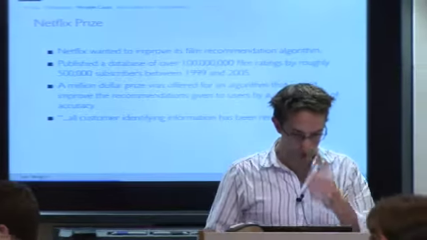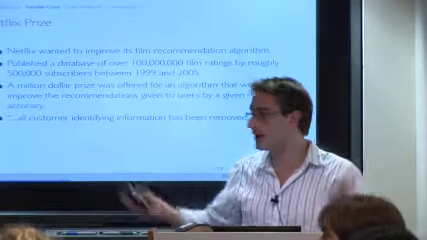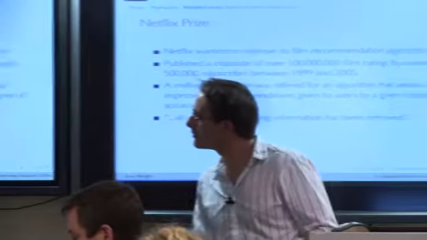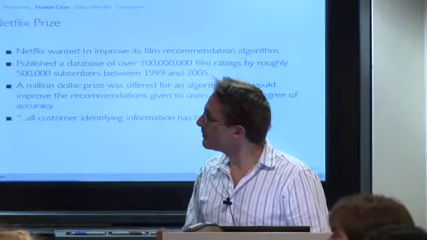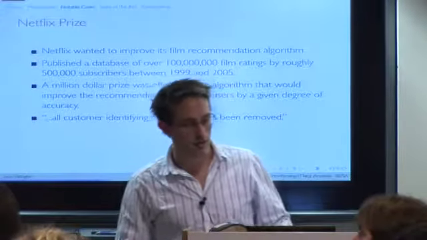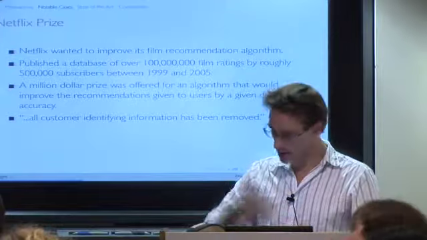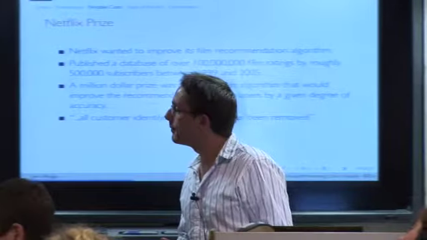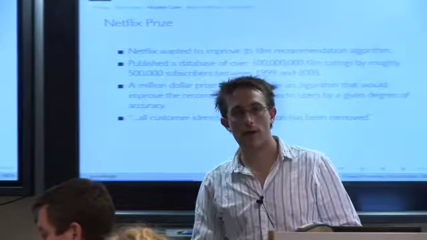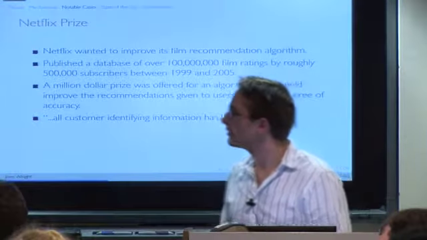Now, a more up-to-date example is Netflix. Everyone familiar with Netflix? It's an online film rental site, but it recommends you films based on what you've already watched. This is exactly the same as, say, Amazon recommending you books. Now, what Netflix did was they published, openly, a database of 100 million film ratings by roughly 500,000 Netflix subscribers between the years of 1999 and 2005.